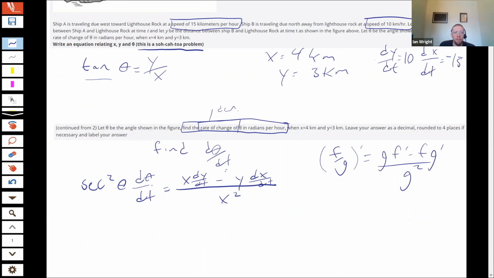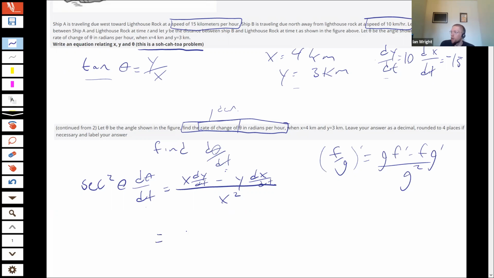So let's see. My first variable is theta. And I don't think I know what theta is, right? So I'll skip that one for now. D theta dt is what I'm trying to find. So we don't know what that is yet. But x I have, dy dt I have, y I have, and dx dt I have.